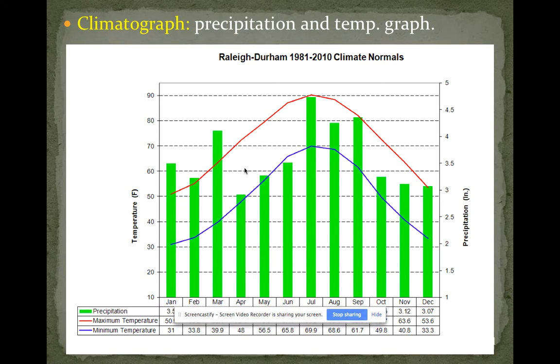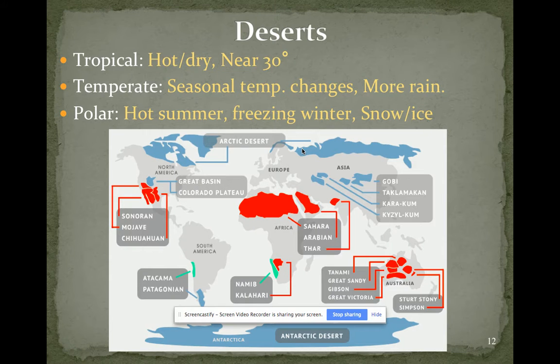So the way that we can represent a biome is with something called a climatograph. A climatograph again shows those two important things, precipitation and temperature, on the same exact graph, and you can look at the entire year. In this situation, the green is showing the temperature, and then the red is highs, the blue is lows. So this is for the Raleigh-Durham area. We're going to look at some of these, and you'll be more familiar with looking at the different climatographs.